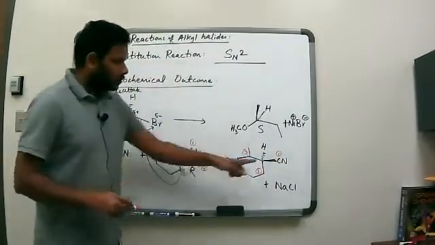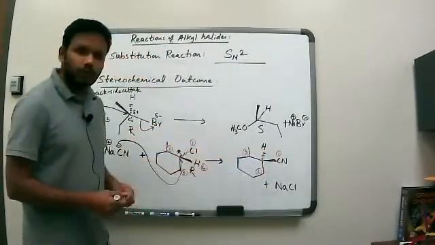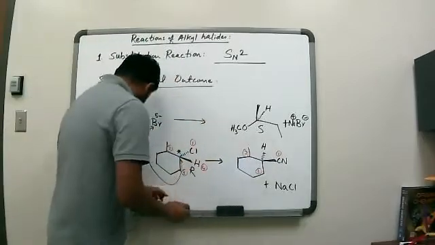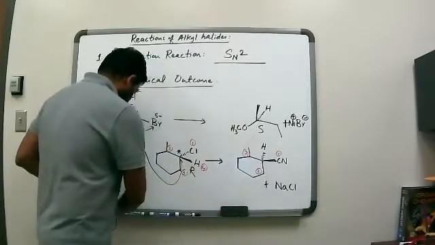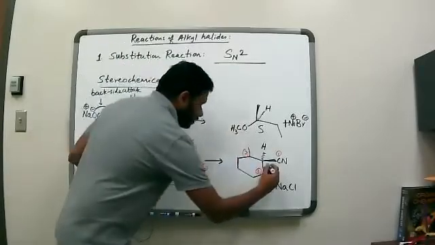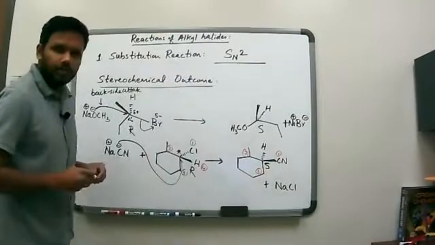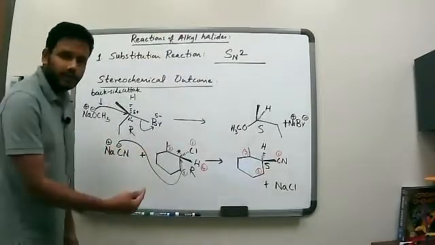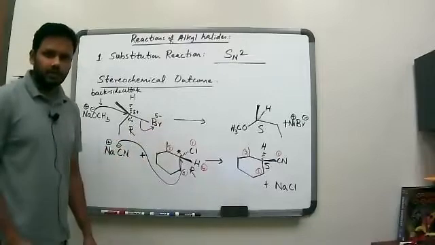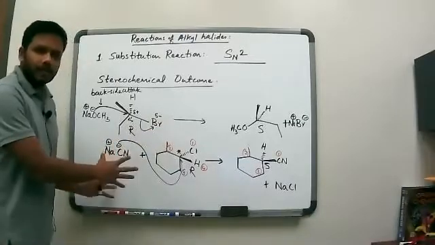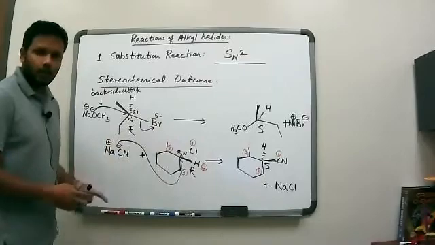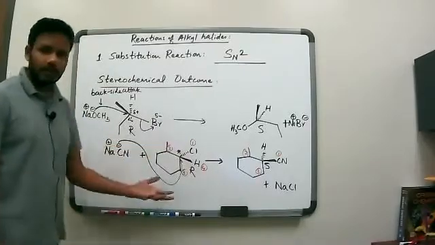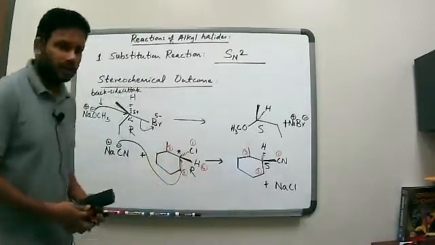And what you can notice is going from 1 to 2 to 3, this is a counterclockwise rotation, which means the stereochemistry here is S. So that means the configuration got inverted. There is an inversion of configuration. So the backside attack explains why the configuration gets inverted in SN2 reactions.